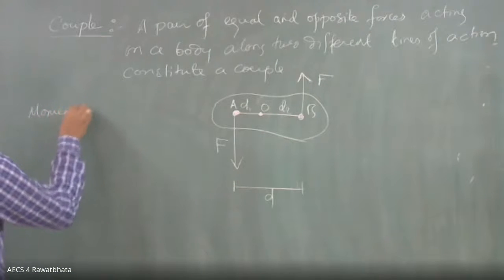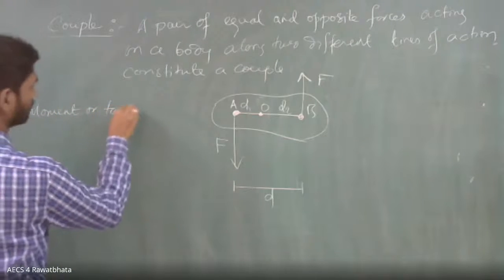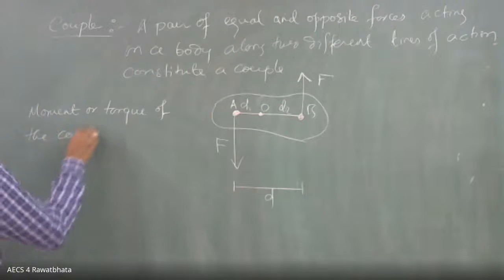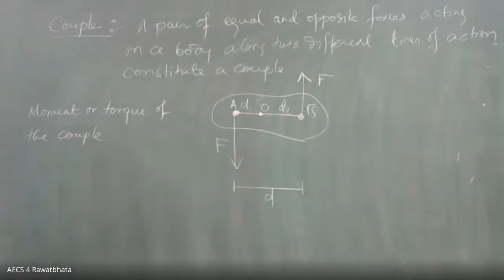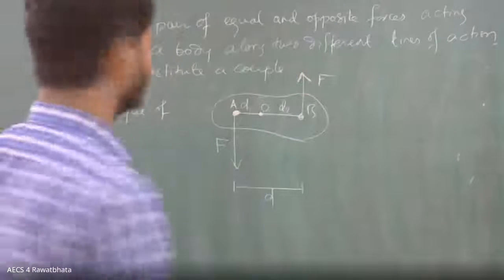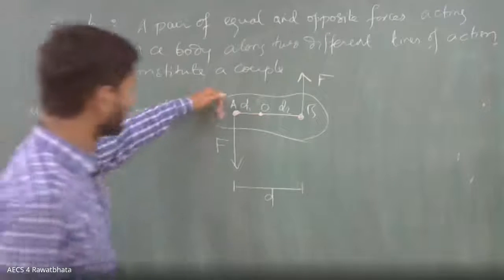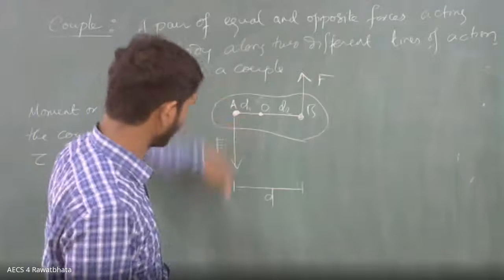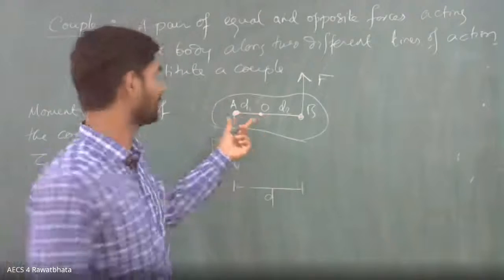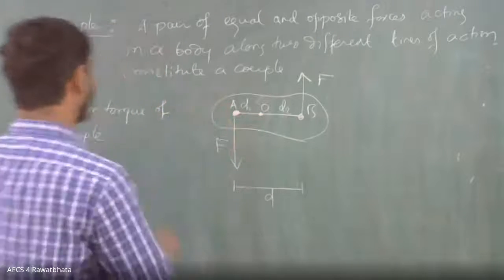Moment or torque of the couple is equal to how much? Let us see. Tau is equal to, I can write it as, F is acting at the point A and the arm distance is d1. That's why the torque here will be F into d1.